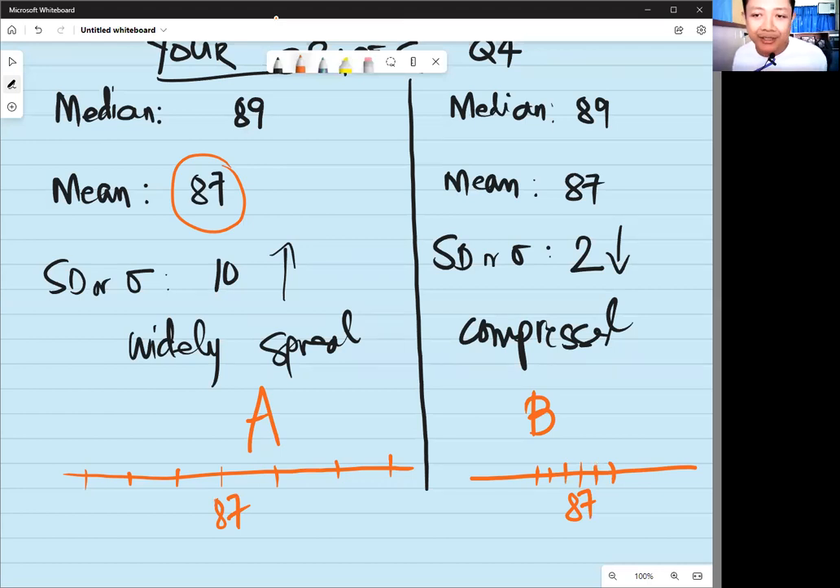Now, if I will ask you again, which do you prefer? Have the A grade or have the B grade? The more compressed grade but having the good mean, or having the widely spread grades with 87 as the mean? O, sige nga. Last chance to comment. Everybody, send your answers in the chat box. I would like to see your answers.